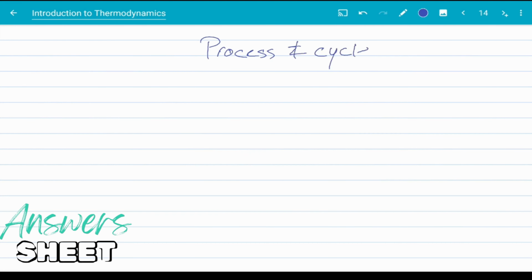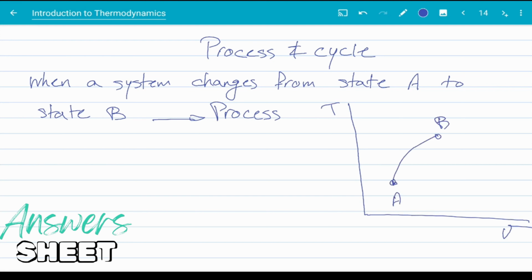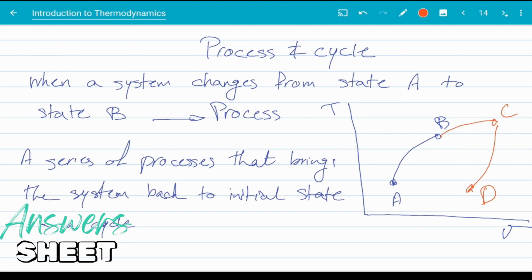Now let's define process and cycle. When a system goes from state A to B, we call it a process. When a system undergoes a number of processes and returns to the initial state A, we call the set of processes a cycle. Now, don't forget to put arrows on the processes so you know which direction it's going.